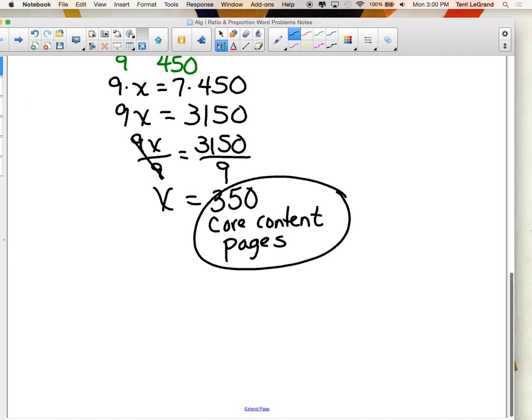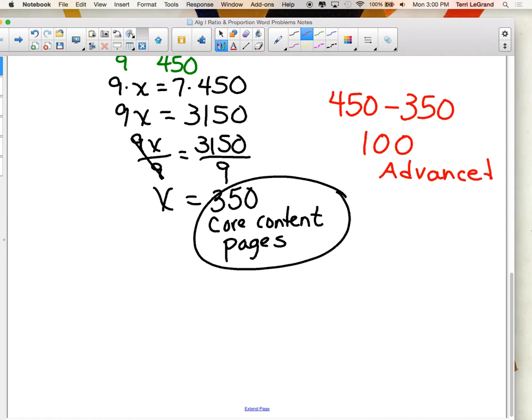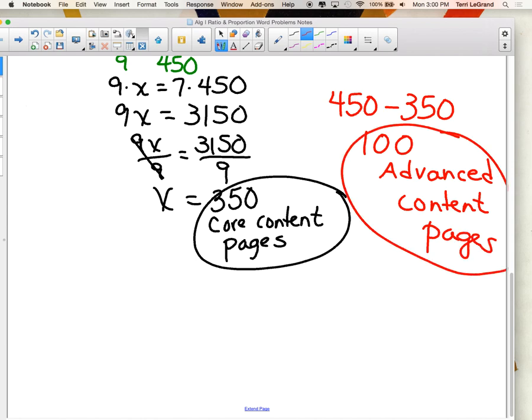Jaden? We could subtract the 350 from 450. Yeah, we have the total number of pages, which seems almost the easiest thing to do, doesn't it? 450 total. Take away the 350 that are core content. How many are left to be advanced? Yeah, 100, which is 2 times 50, wouldn't it? So 100 advanced content pages. Okay. We've answered both questions they wanted from us this time. Way to work to support them. I like your thought process.